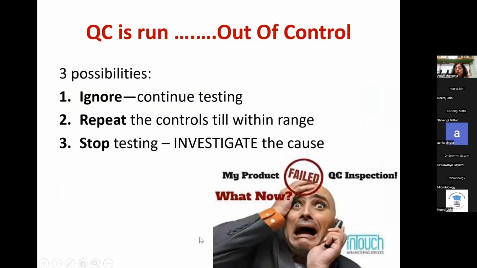So when we see a control and it is out of our defined values, what do we do? Three possibilities. Either we ignore and continue testing, which is not a good thing to do. Or repeat the controls and keep repeating them till they are within range. And third, which is the right way, is to stop testing and investigate the cause.